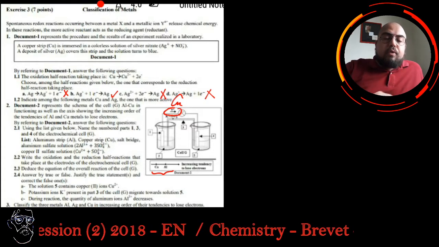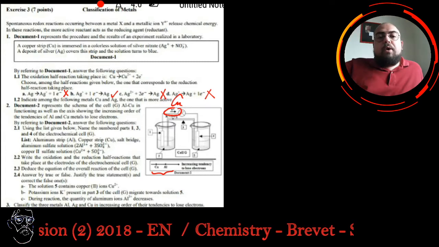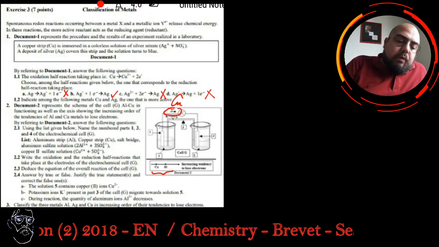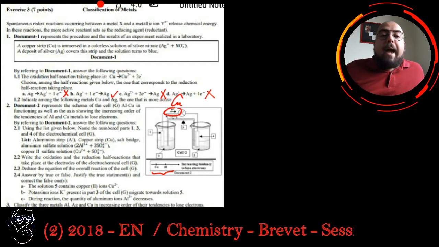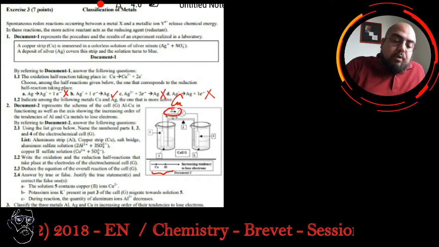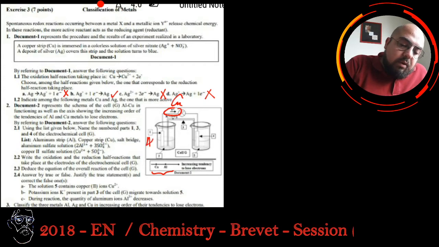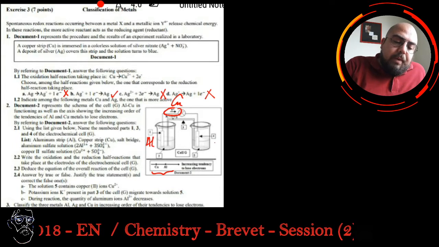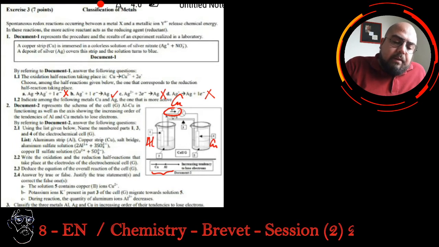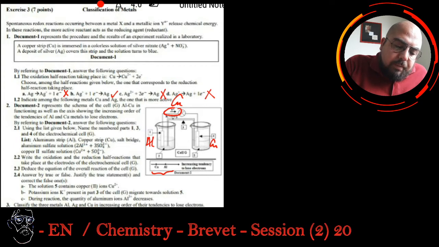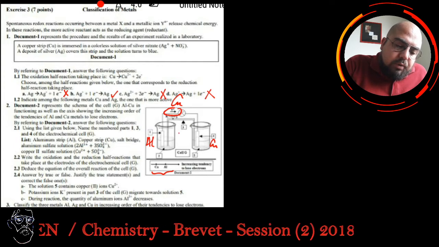So we have the electrons going from the anode towards the cathode. So the part which is on the left should be the anodic part. It will be aluminium. So the number 1 is aluminium. The number 4 will be copper, and number 3 is the salt bridge.